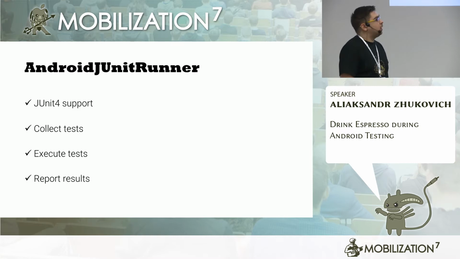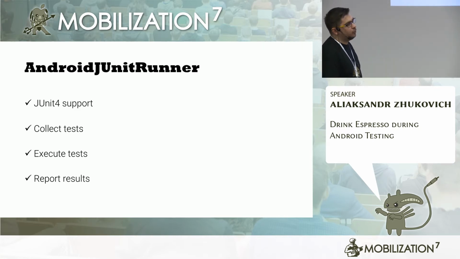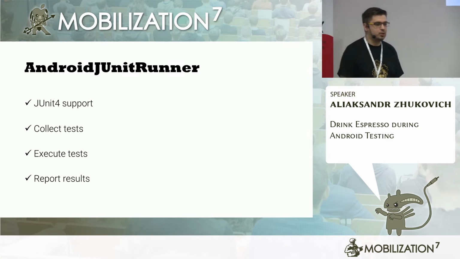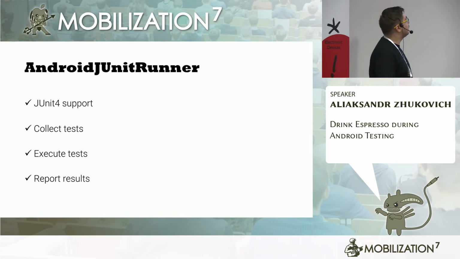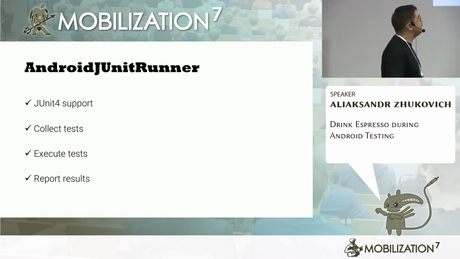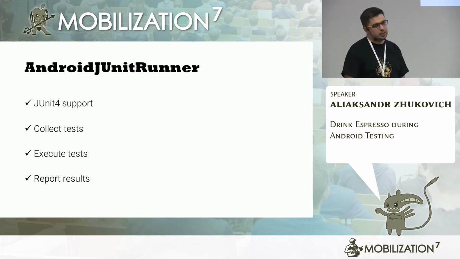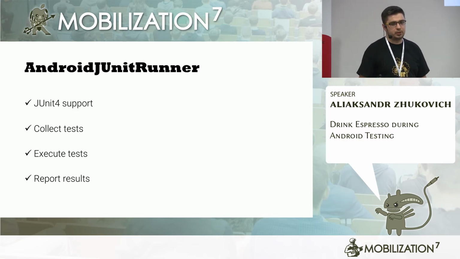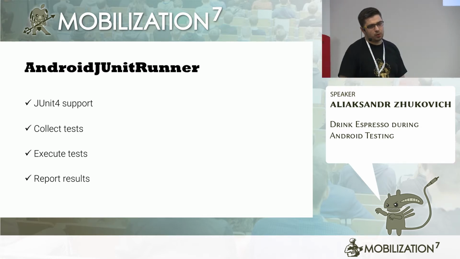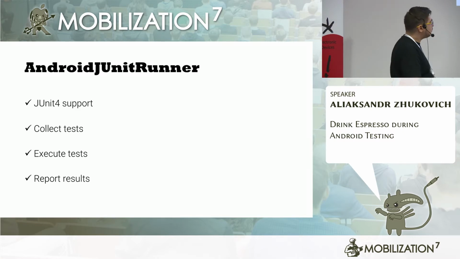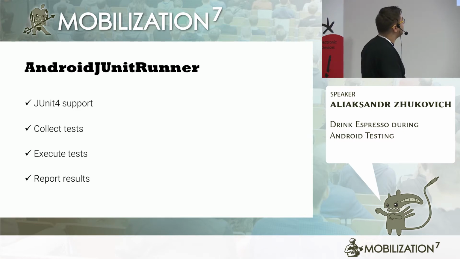Android JUnit Runner fully supports JUnit 4. JUnit 5 is compatible with JUnit 4, which means that we can use JUnit 5 with our instrumentation tests. This runner collects all tests, executes them on a device or emulator, on different devices, and reports results back to our CI server or our workstation.